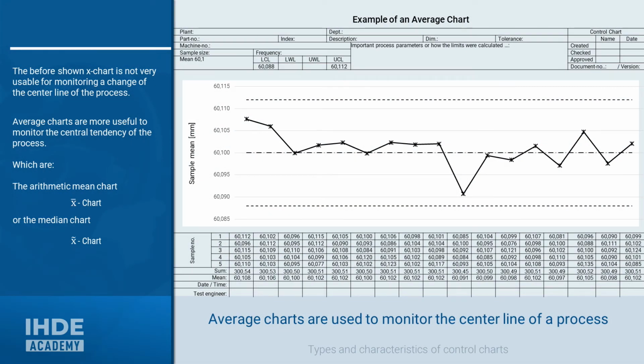Here we see an example of an average control chart. Average charts are better suited for monitoring the process location than control charts for individual values. As can be seen in the table below, the sample size was 5 parts. The same characteristic was measured on each of these 5 parts, and the measured value was entered in the table. Then the arithmetic mean was calculated, and this value was marked in the diagram. For the limits, only the control limits at 60.088 mm and 60.112 mm were specified.